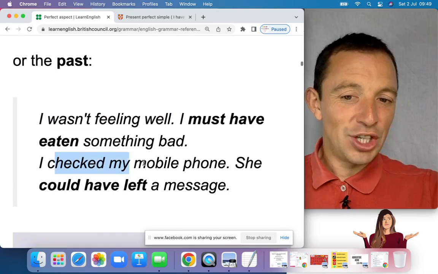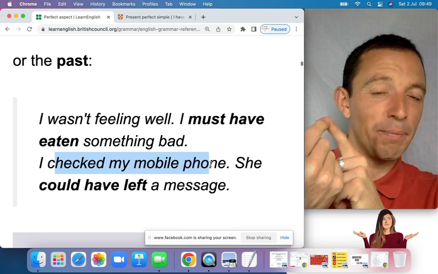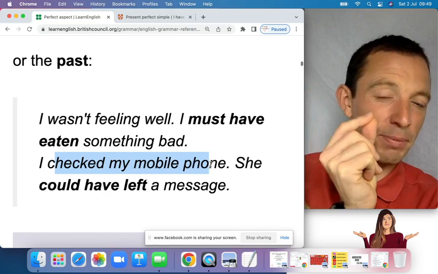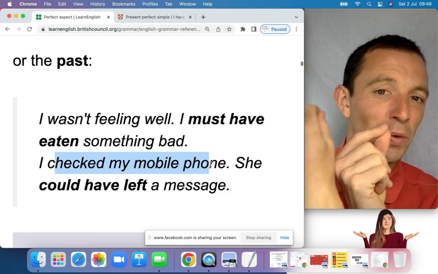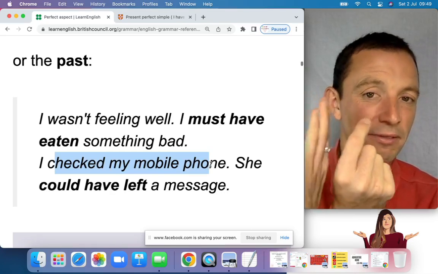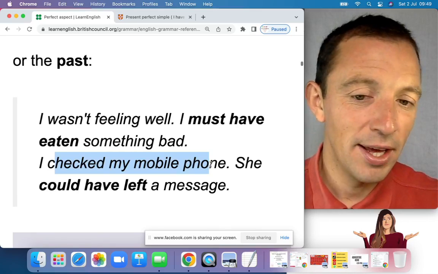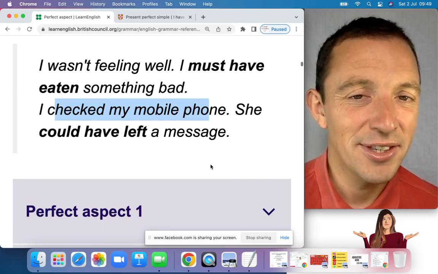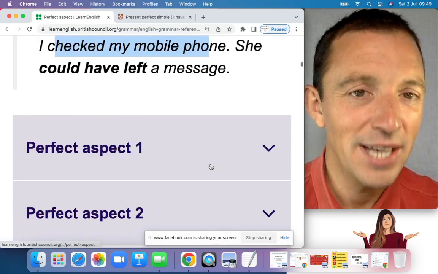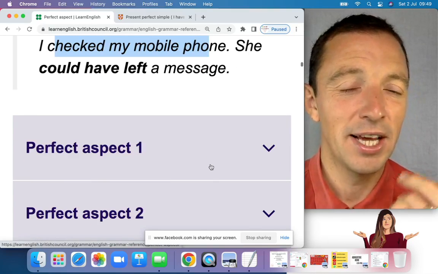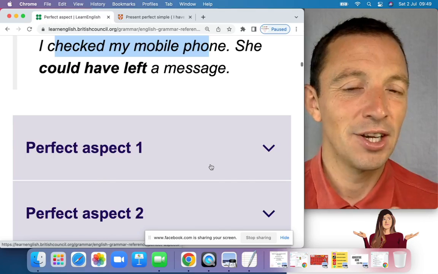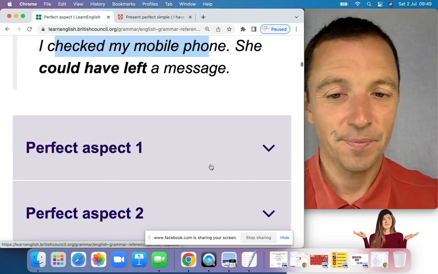Second example, I checked my mobile phone, a particular perspective in the past, a particular moment. She could have left a message before that particular time. It's a possibility. With could, she may, she could, she might, have left a message before that time. So that's very interesting and lots of good explanations for the perfect: present perfect continuous, past perfect continuous, and also the modals with the perfect form.